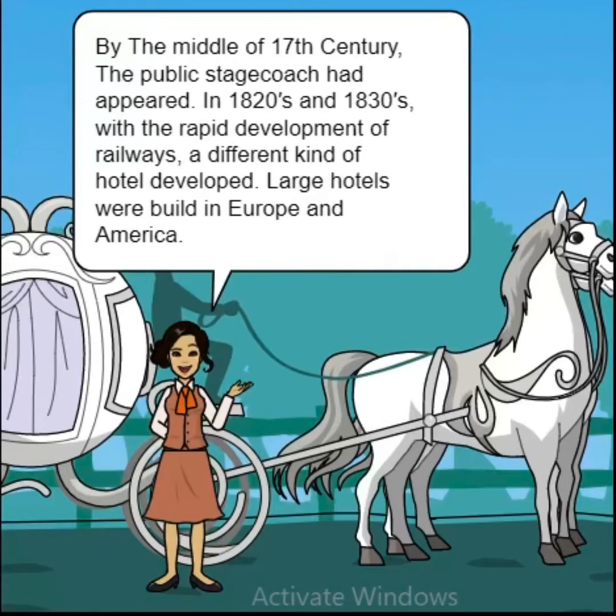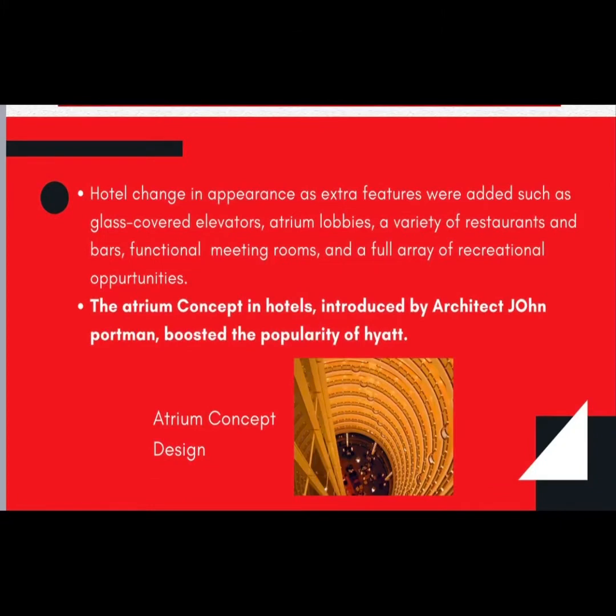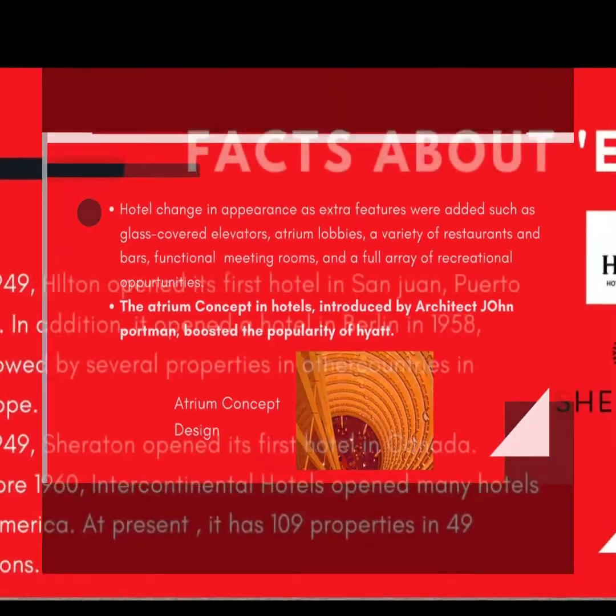By the middle of the 17th century, the public stagecoach had appeared. In the 1820s and 1830s, with the rapid development of railways, a different kind of hotel developed. Large hotels were built in Europe and America. Hotels changed in appearance with extra features. The atrium concept in hotels was introduced by architect John Portman. It boosted the popularity of Hyatt Hotel. The picture above is an example of atrium concept design.